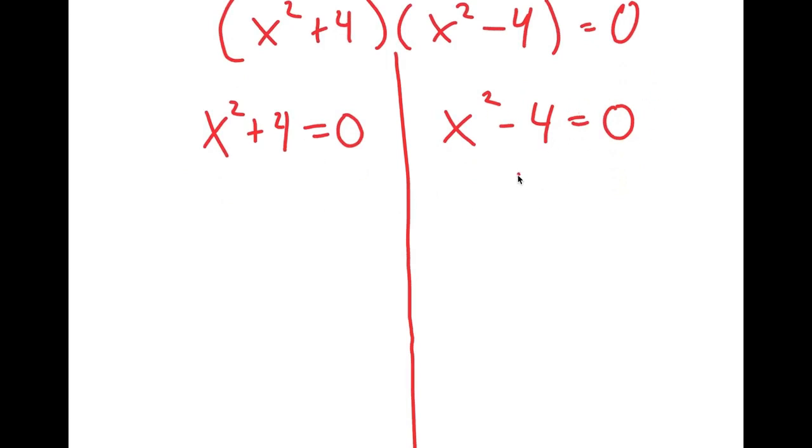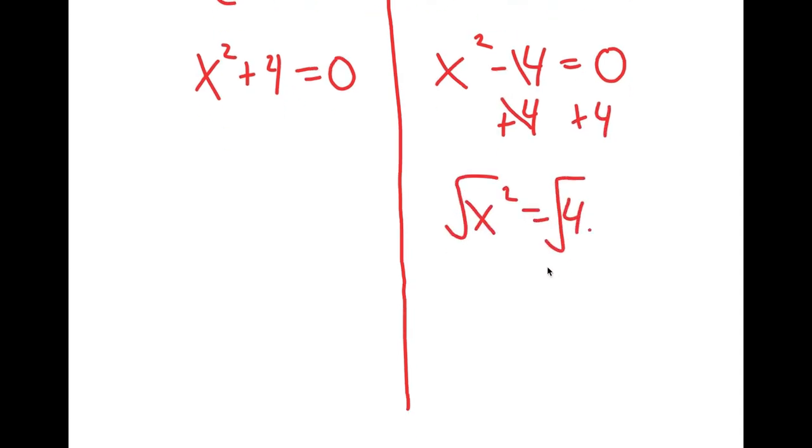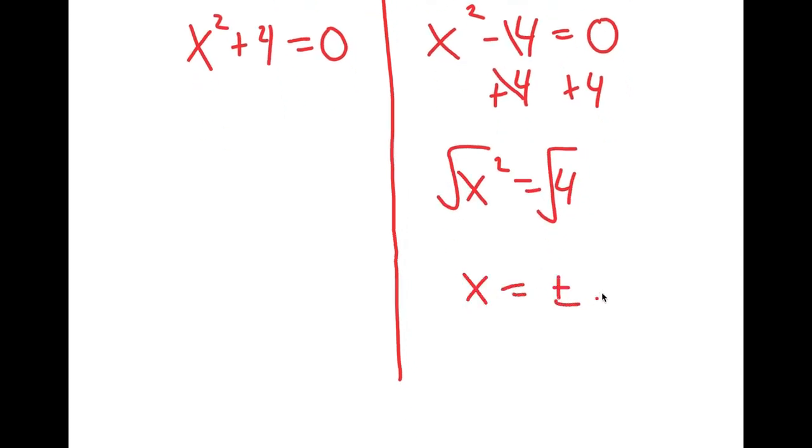So for x squared minus 4 equals 0, I'm going to simply add 4 on both sides. So I get x squared is equal to 4. And if I take the square root on both sides, I get x is equal to positive or negative 2. So this is two solutions.